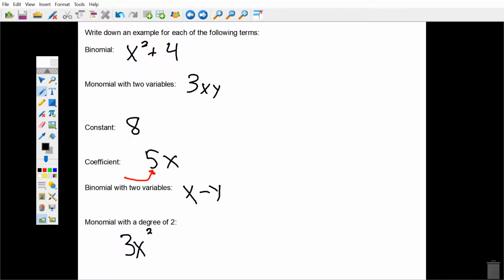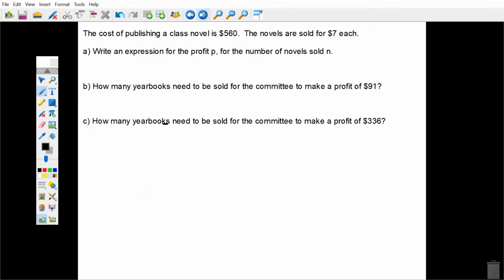Here's a problem-solving question. The question says the cost of publishing a class novel is $560. The novels are sold for $7 each. Write an expression for the profit P for the number of novels sold N. So I'll help you with the expression, and then you can try B and C.